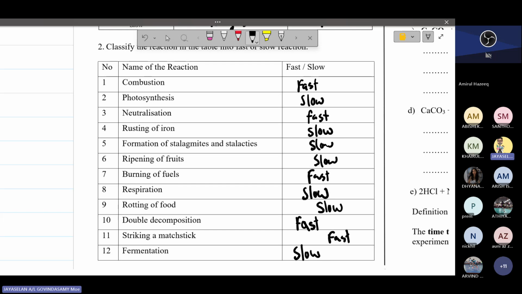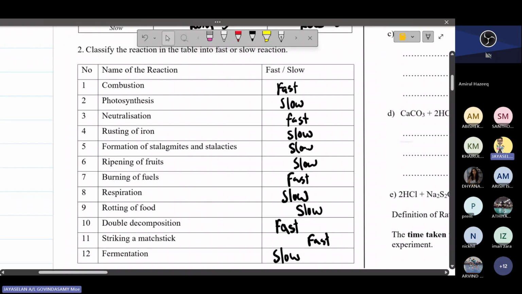I got the respiration one wrong, sir. Okay, good. Okay, respiration, okay, slow. Okay, but if you try to check, later I will check. I'm also confused. Okay, so done.